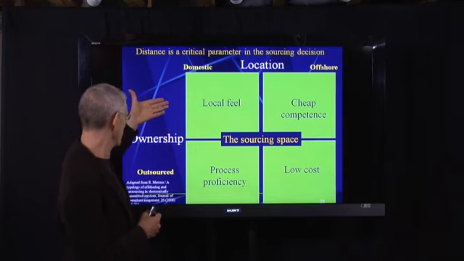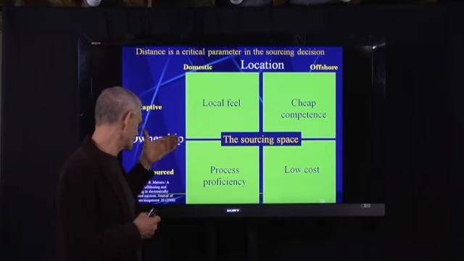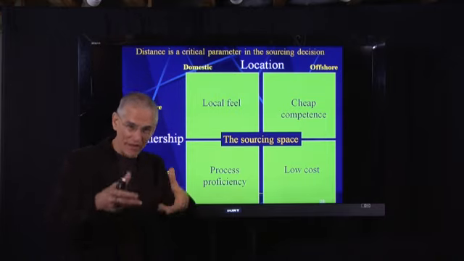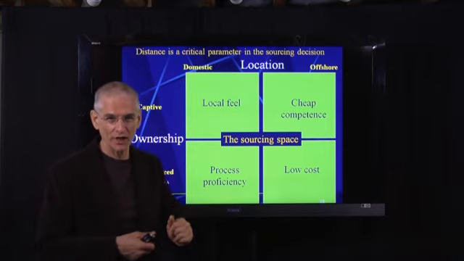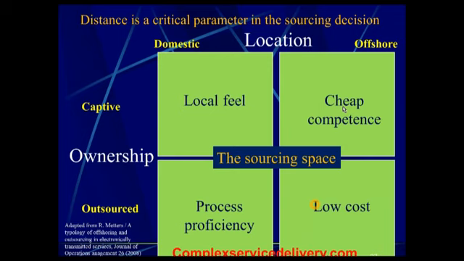Captive is we do it ourselves, we own the thing. Outsource is, of course, someone else does it, but we could partially own it, or we build the facility and let someone else operate it. There are variants here. And there's another continuum here between, if we're in the US, you can have it done in Canada and Mexico, you can have it done in North Africa, then India, and so on. Outsource and offshore. And this is what I call the sourcing space.